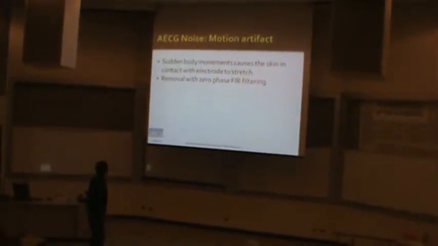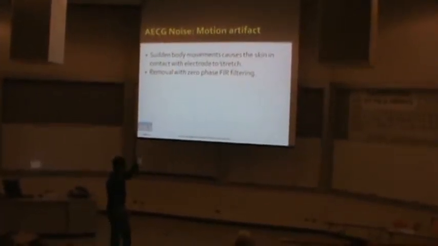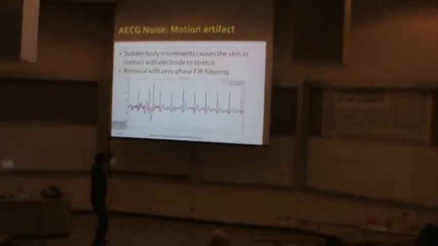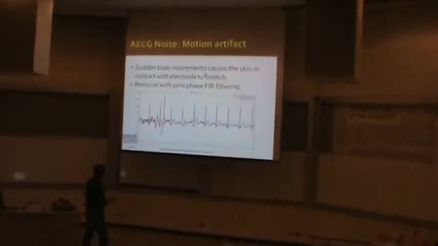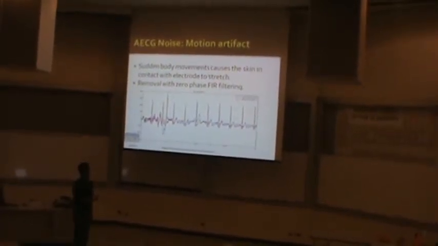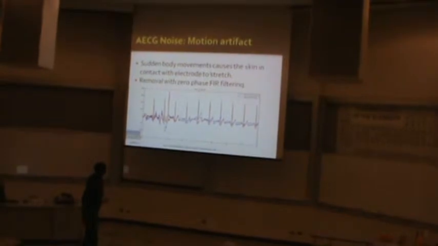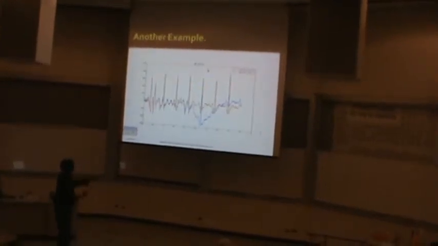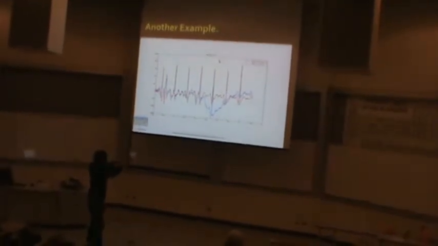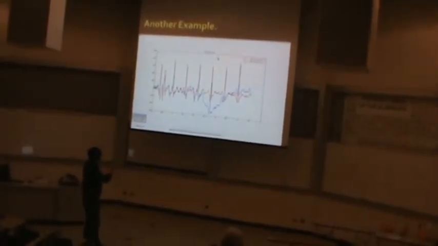Now, motion artifact. I've removed motion artifact using zero phase FIR filtering, and this is how it looks. The blue one is the motion artifact, and the one in red is the one that's void of motion artifact. Another example, if you can see, it's a very, very effective method. The huge spike there, and the straight signal there.